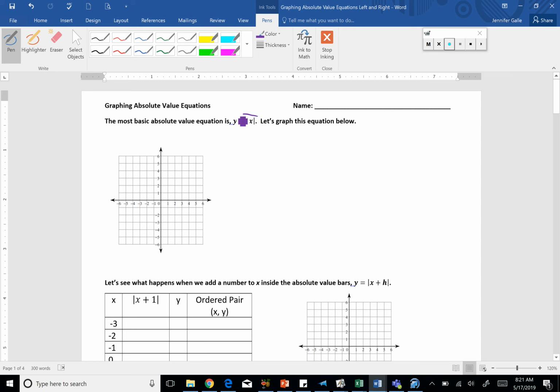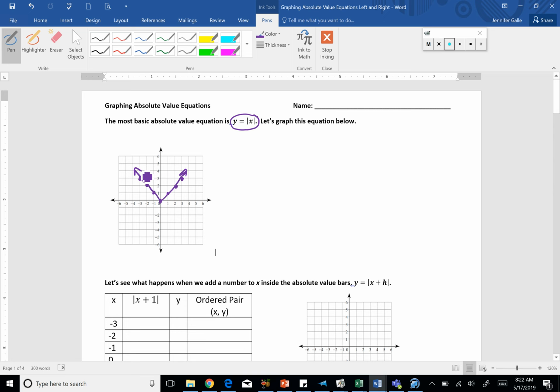The most basic absolute value equation is just y equals plain old absolute value of x. No multiplier, no adding, no subtracting, nothing. So the most basic one, the vertex, that middle point, was always at 0, 0. Our slope on the right was just 1. Reflect our points over, so the other side matches. This was our basic one.